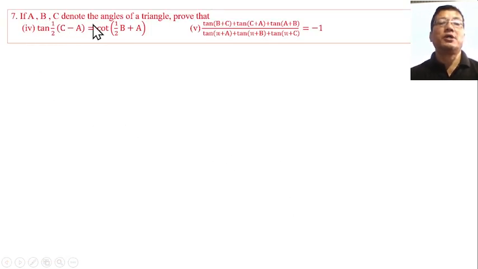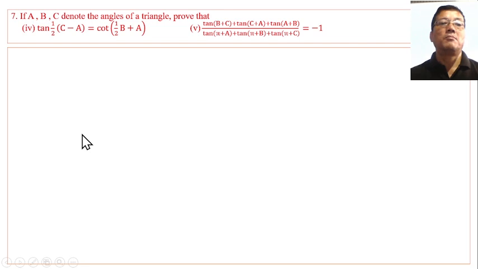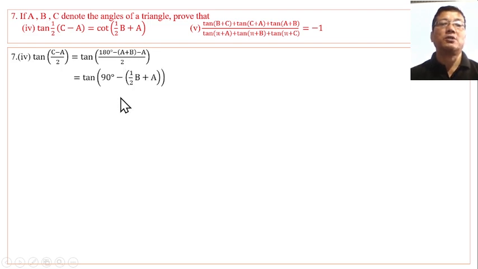If ABC denote the angles of a triangle, prove that. Question number 2, Roman number 4. Angle C is equal to 180 degrees minus A plus B, and simplifying to tan of 90 plus something, cot of something. Right hand side, hence proved.